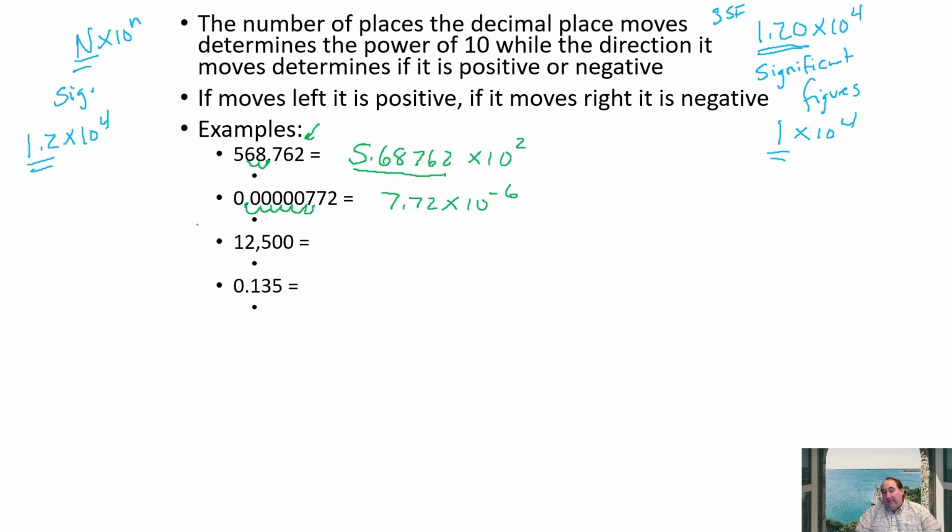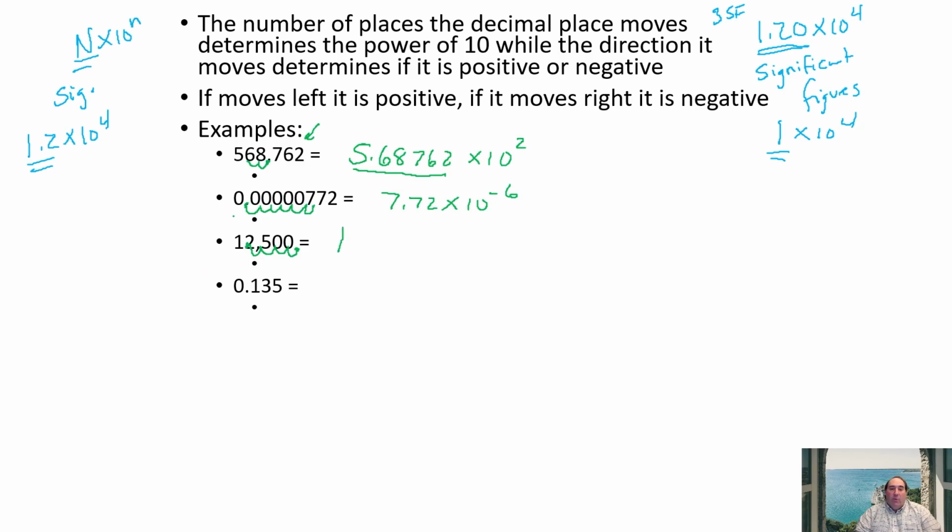Once again, here, 12,500, no decimal written. We do assume for the purposes of significant figures or scientific notation that it's at the end. So that would be 1, 2, 3, and 4 places over there.